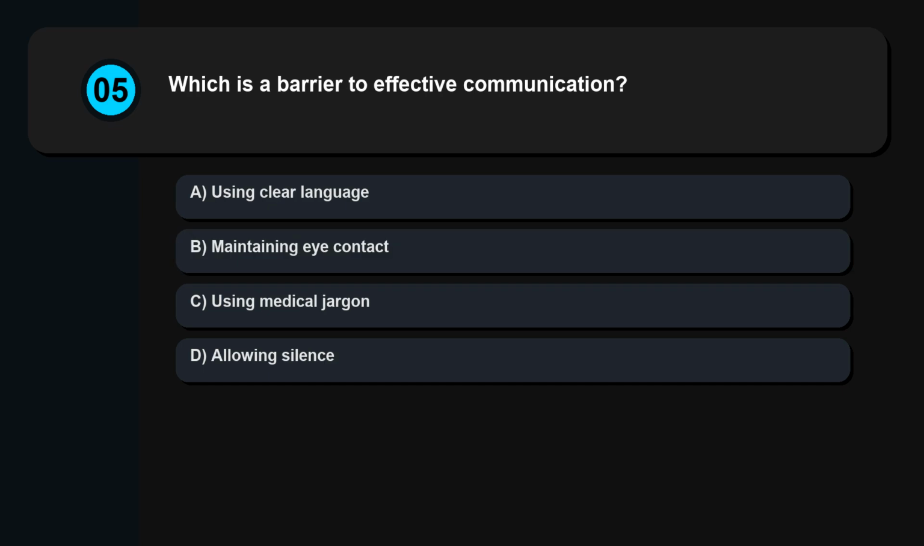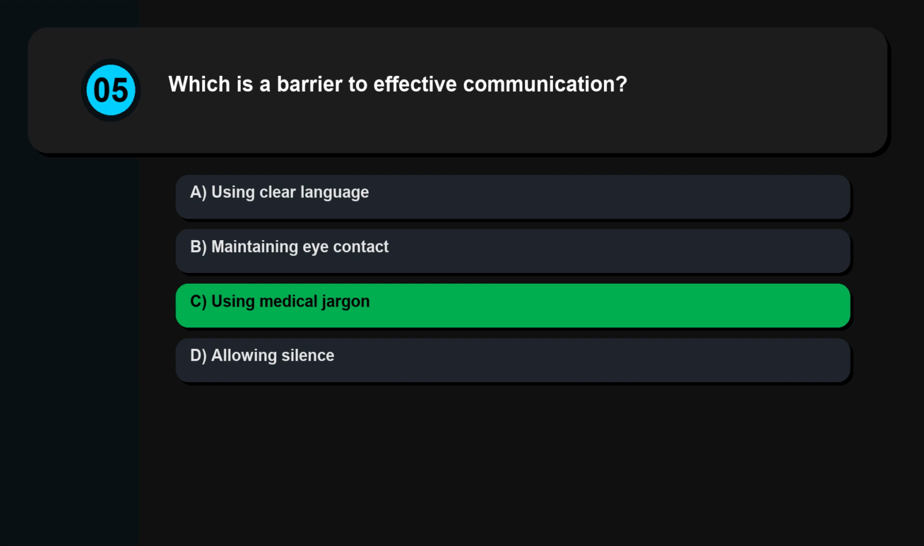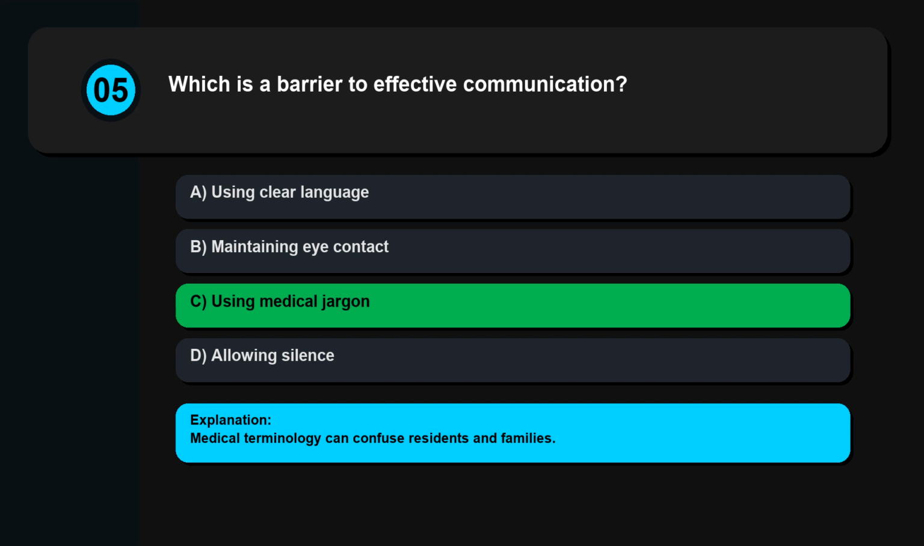Question 5. Which is a barrier to effective communication? Using clear language. Maintaining eye contact. Using medical jargon. Allowing silence. Medical terminology can confuse residents and families.